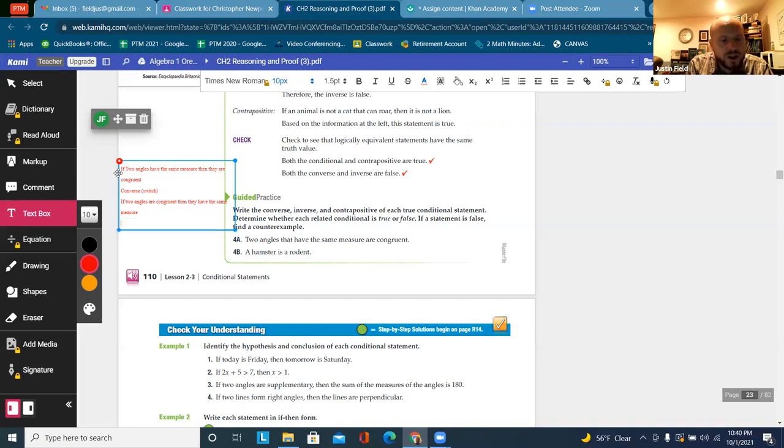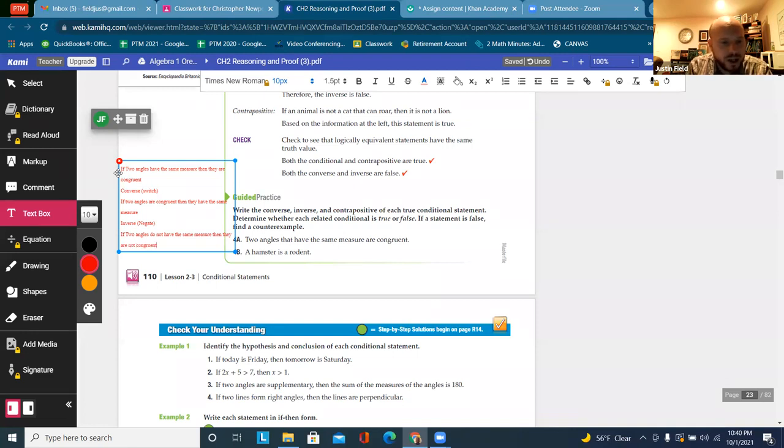And then the inverse is negate. So we don't switch, but this time we negate. So now I'm going to copy and paste my conditional. If two angles, what is the negation of this hypothesis? Do not have the same measure, then they are not congruent.